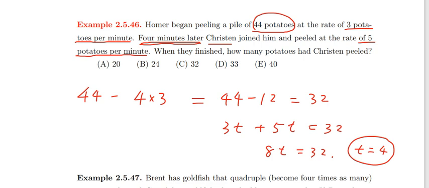So when they finish, how many potatoes had Christine peeled? The time she peeled is 4 minutes, and the speed is 5 per minute. So Christine peeled 20, right?